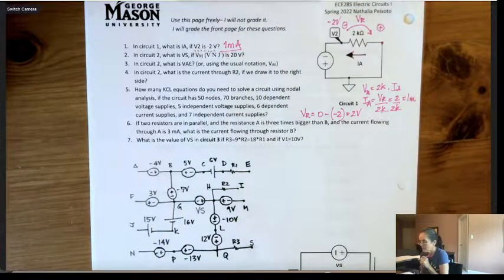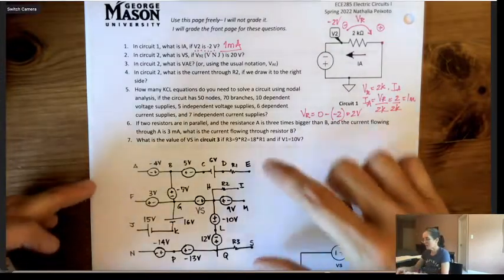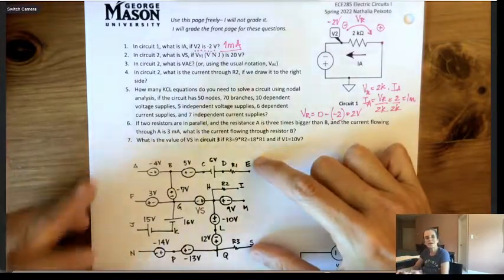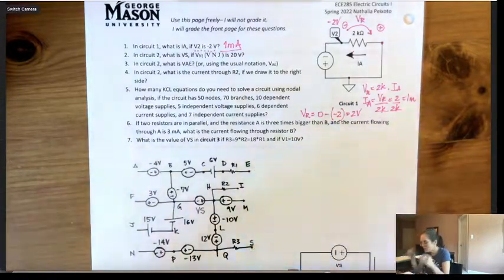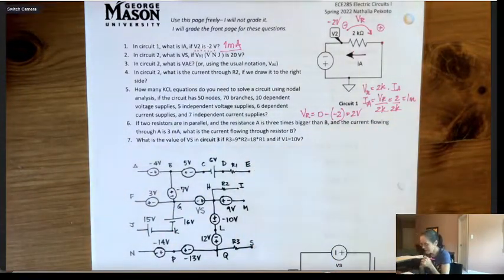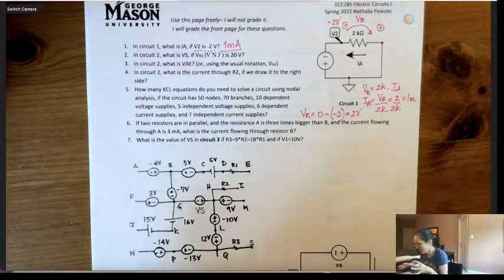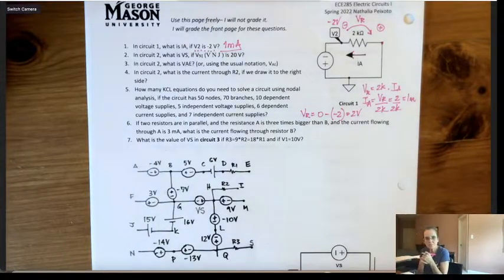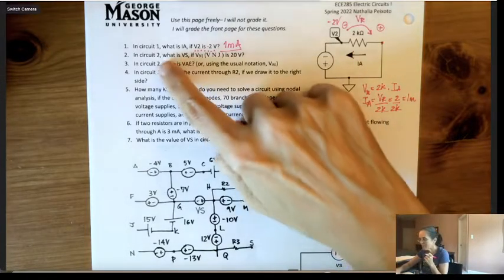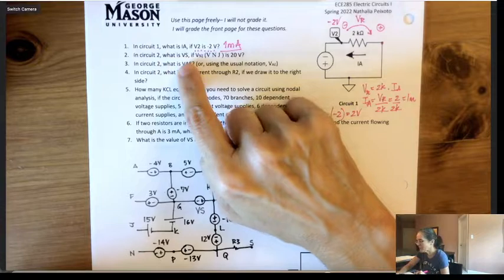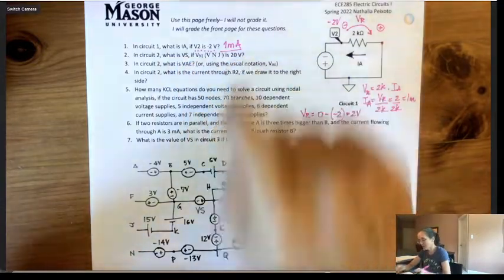And now questions 2, 3, and 4 are all about this circuit here. I can barely call this a circuit. It's mostly a conglomerate of power supplies. Very simple power supplies, no current controlled or voltage controlled ones. But here in circuit 2, what is Vs if Vnj is 20?